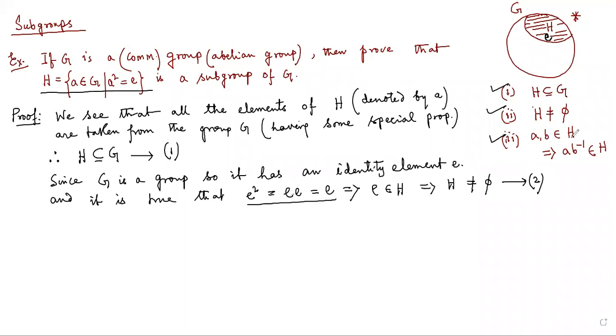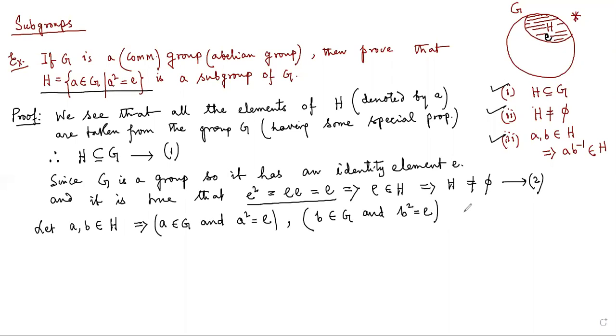Next, we are going to use the definition. The third definition is important. It is saying that if we choose two elements a and b from H, then a b inverse must belong to H. Okay, so let us try to check it. Let us consider two elements from the set capital H. If we choose two elements from the set capital H, immediately they imply that a belonging to capital G and a squared equal to e. This is one scenario. Another scenario is that b belonging to capital G and b squared equal to e, by the property of capital H.